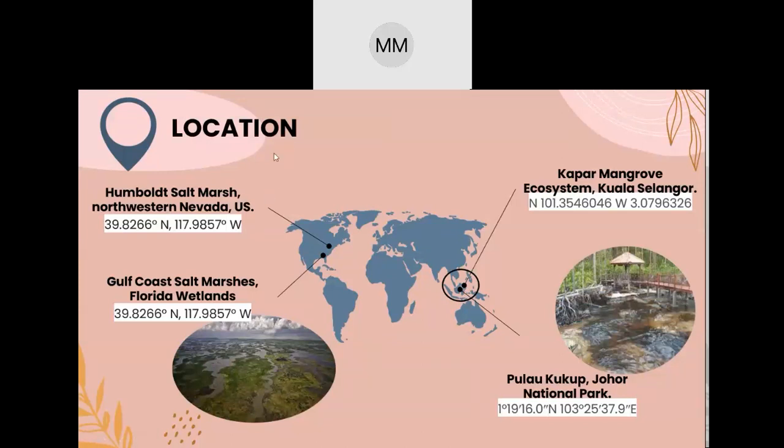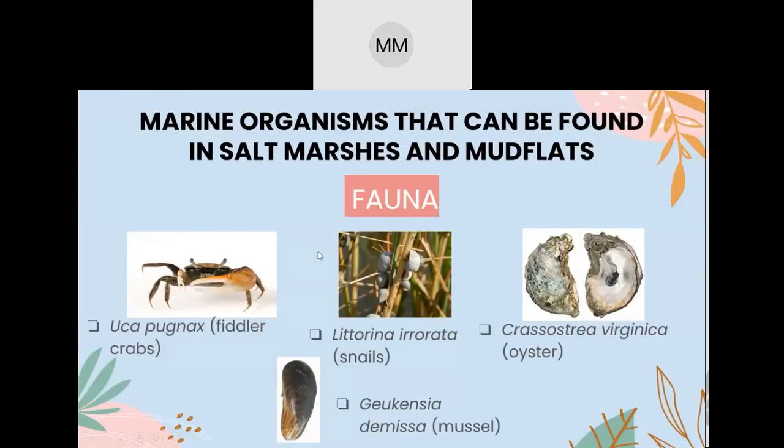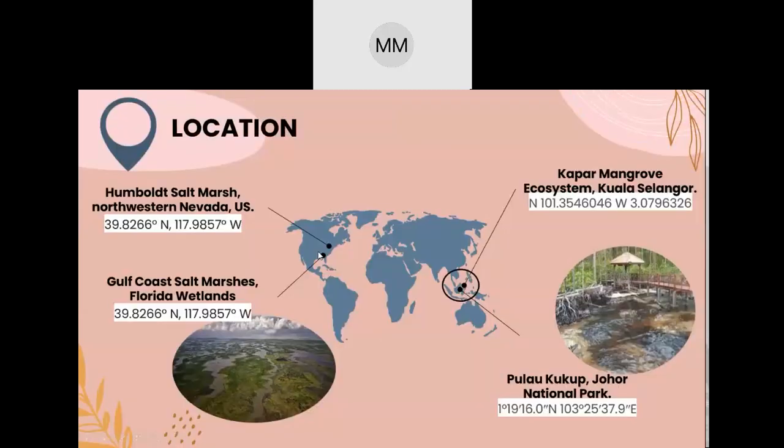Salt marshes and mudflats can be found in many places around the world. For example, the Humboldt salt marsh is located in the Humboldt Sink of northwestern Nevada in the United States. This area was about 900 hectares, and mostly was invaded by the aggressive dense-flowered cord grass. This area also has mudflats.